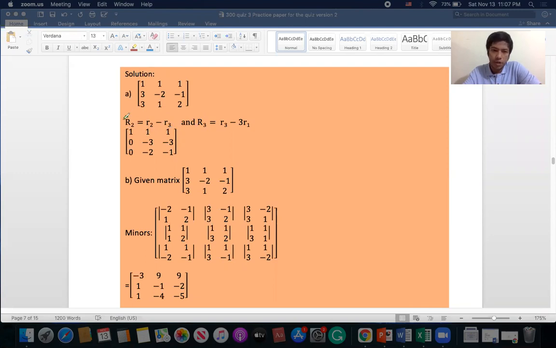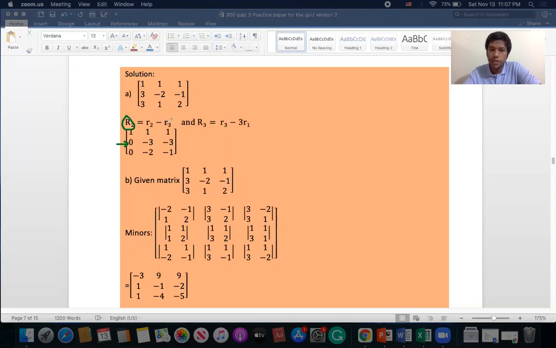Now it says row 2 equals. That means in row 2, change will happen. And what is the rule for change? The rule is row 2 minus row 3. That means this row 2 minus row 3. So 3 minus 3 equals 0. Minus 2 minus 1 equals minus 3. Minus 1 minus 2 equals minus 3.